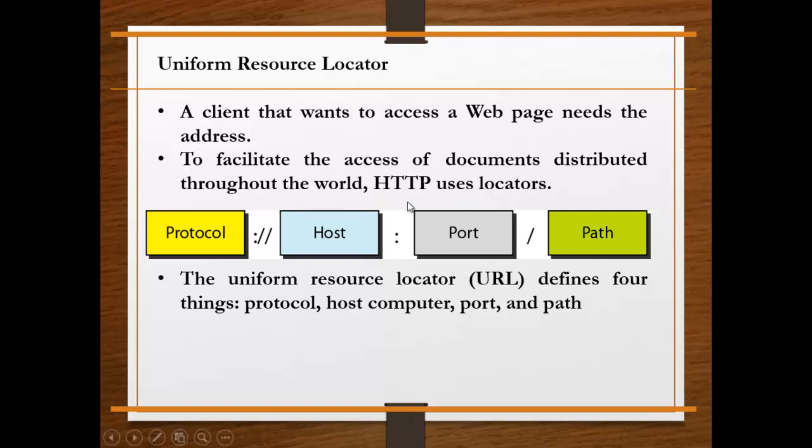Then sometimes you may have a colon and then the port. Sometimes it will not be there. The port option indicates the particular process: I am entering the server IP address and I am entering the particular process. Sometimes this will not be given. After the host you will have a slash and the path. Path means the location inside that computer where the particular file is stored; that path we also specify.